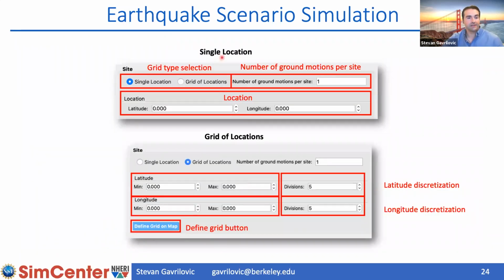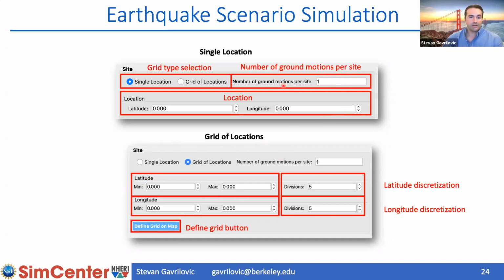To define a single location, you go up here in the grid type selection, click on single location, and then supply just the latitude and longitude of where you want the ground motions to be selected. You also define the number of ground motions you want at that point, so 1 or more. And then there is the grid of locations.